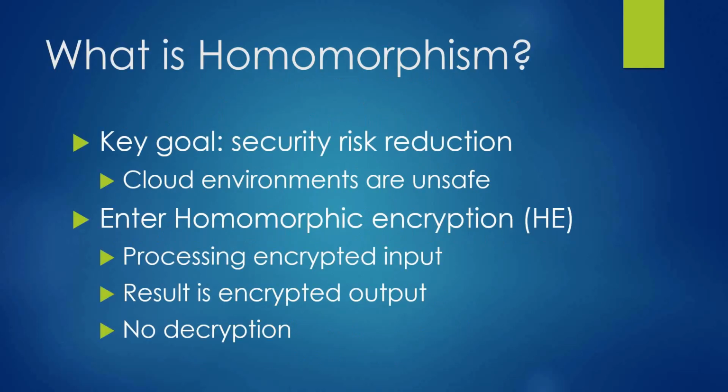So let's start with what is homomorphism exactly? We understand that the key goal in achieving homomorphism is to reduce security risks, specifically on cloud environments. Where homomorphic encryption is very helpful is that it allows us to process encrypted input and send out an encrypted output as a result without decrypting any of the input and revealing any sensitive information, potentially, to any malicious users that may be watching. Now, this is hugely useful in protecting, especially cloud environments.